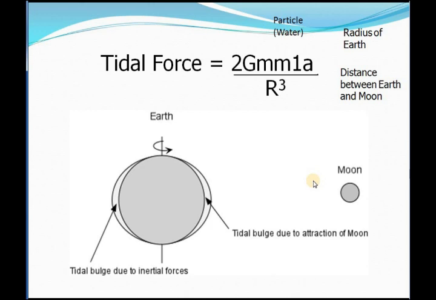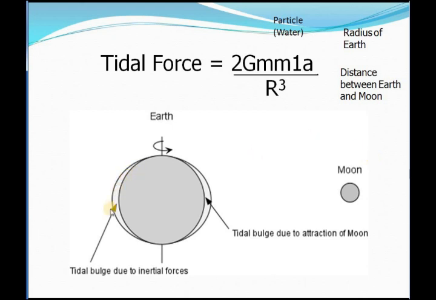Now the main effect is because of the moon, not because of the sun, because the effect of the moon is 2 1 by 4 of the effect of the sun. Okay, so the gravitational force, what is happening? The gravitational force of the attraction of the moon causes the ocean water to bulge.